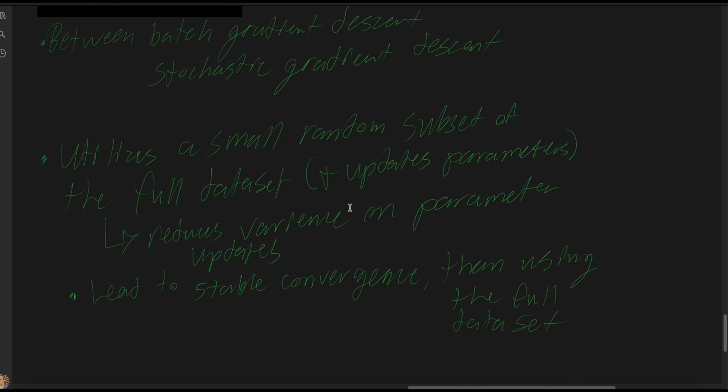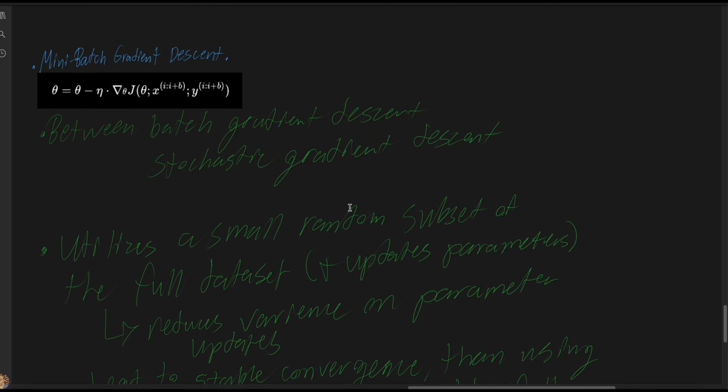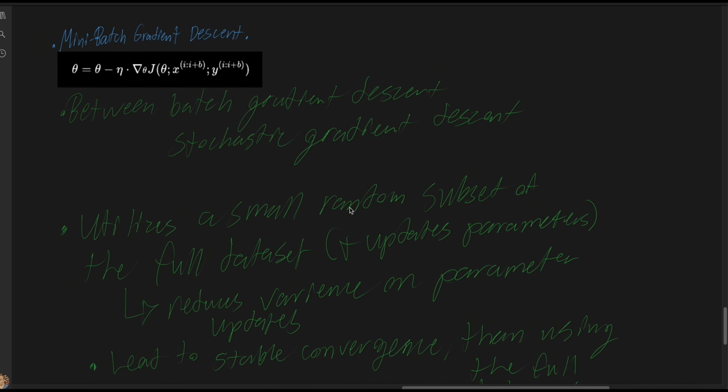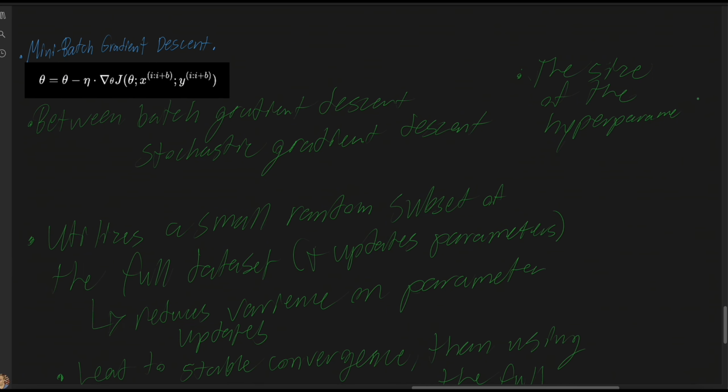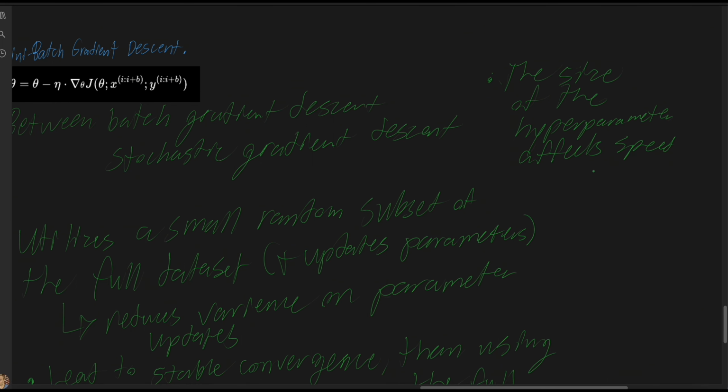The size of the mini batch is a hyperparameter that can affect the performance and convergence speed. So the size of the hyperparameter affects speed. Affects convergence speed.